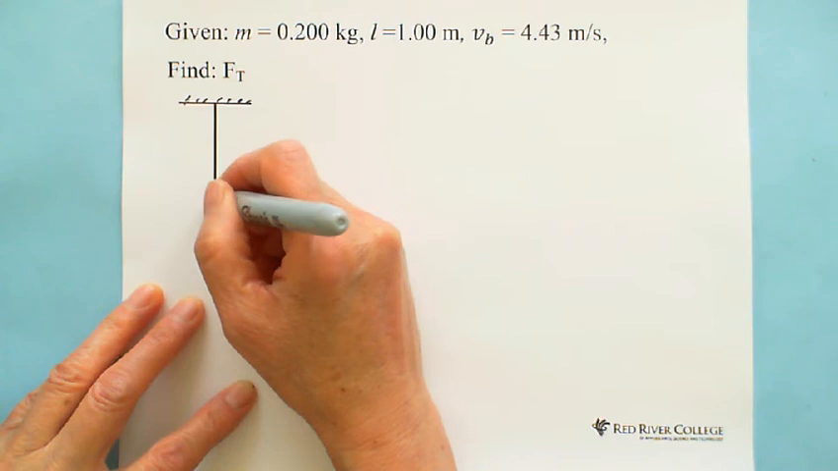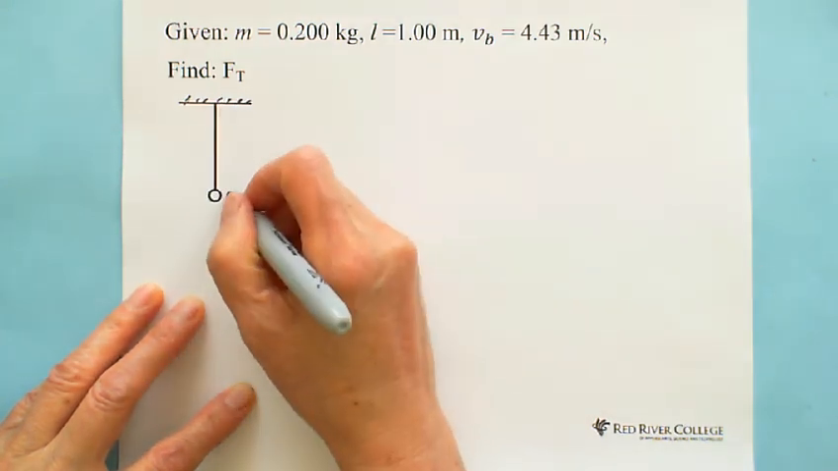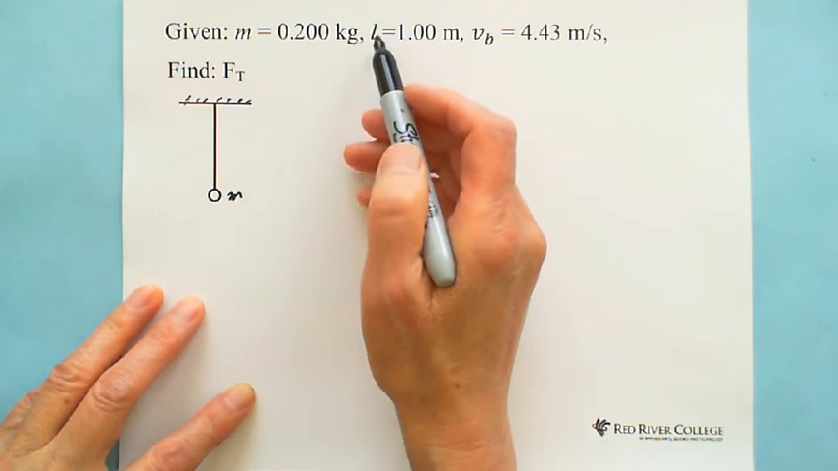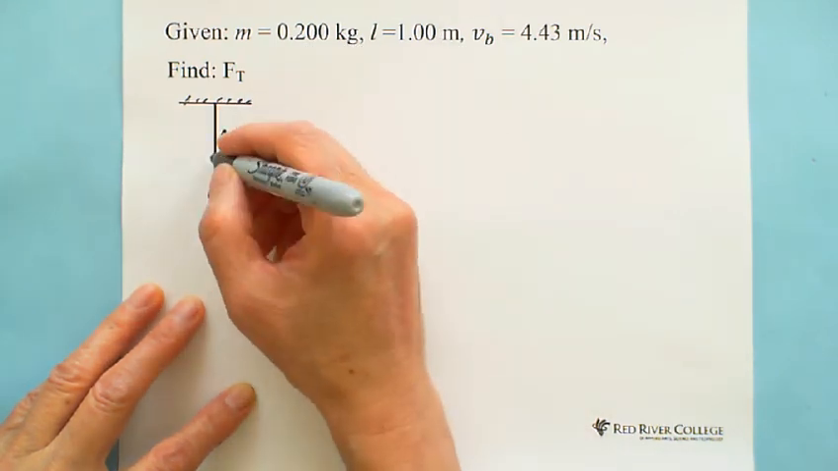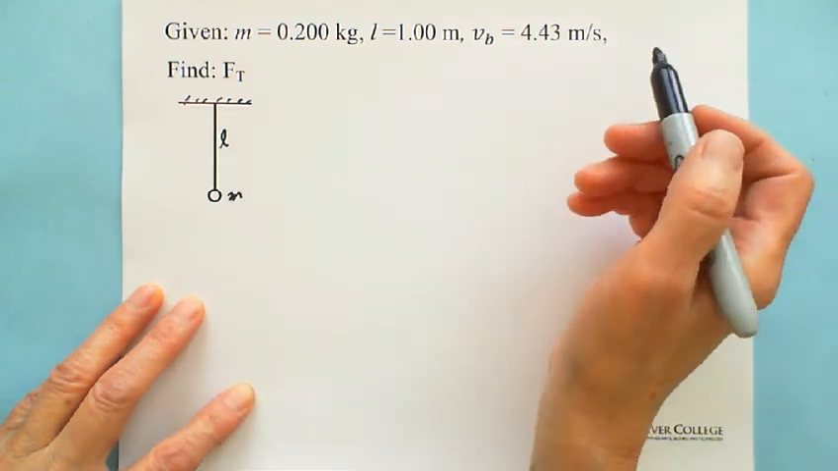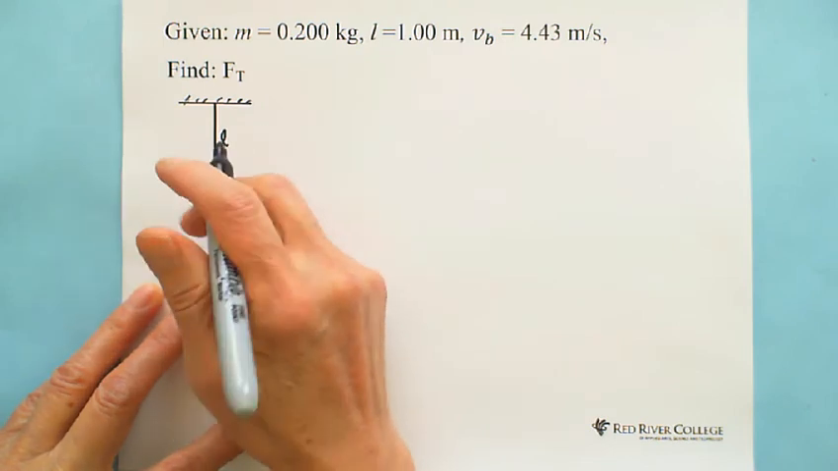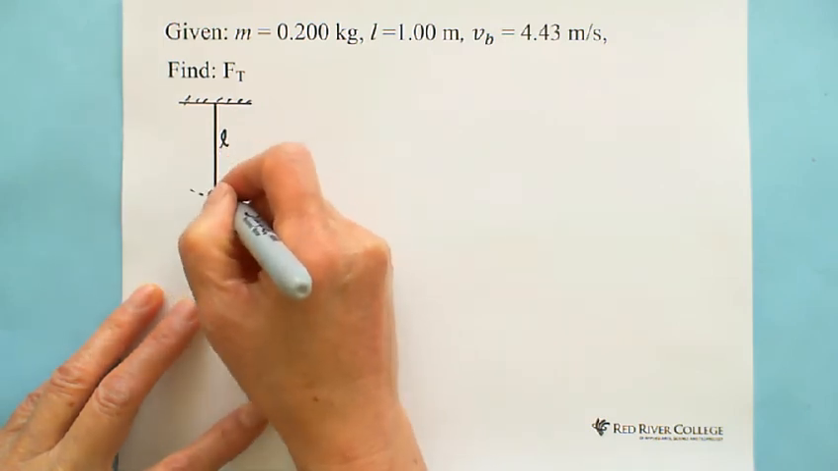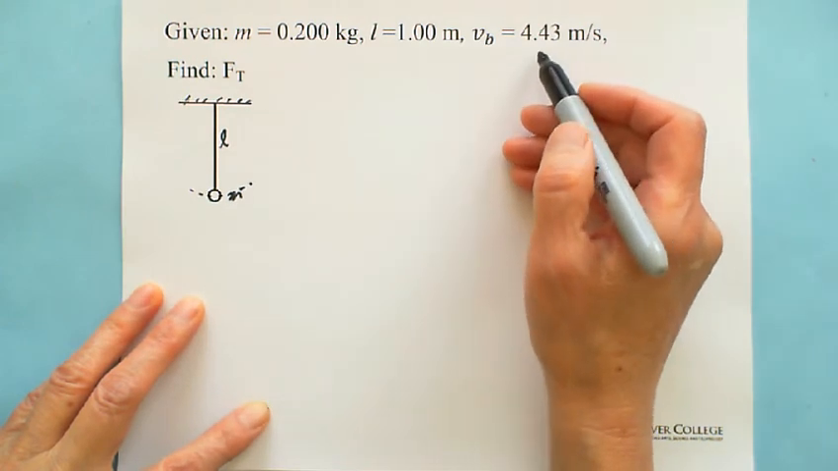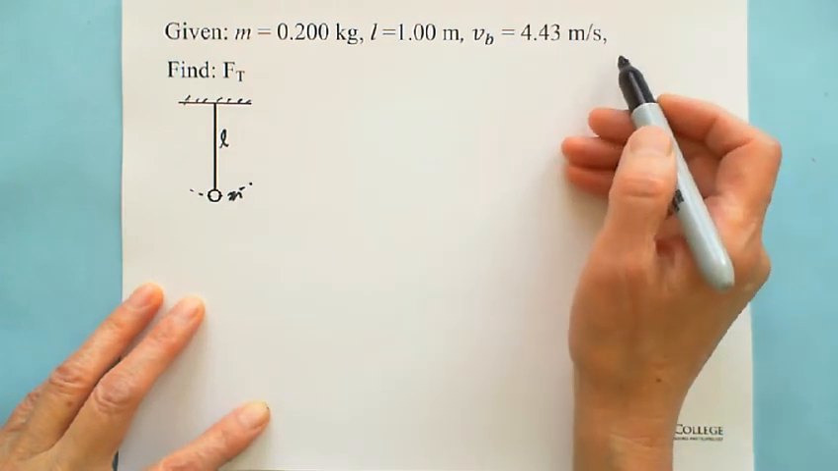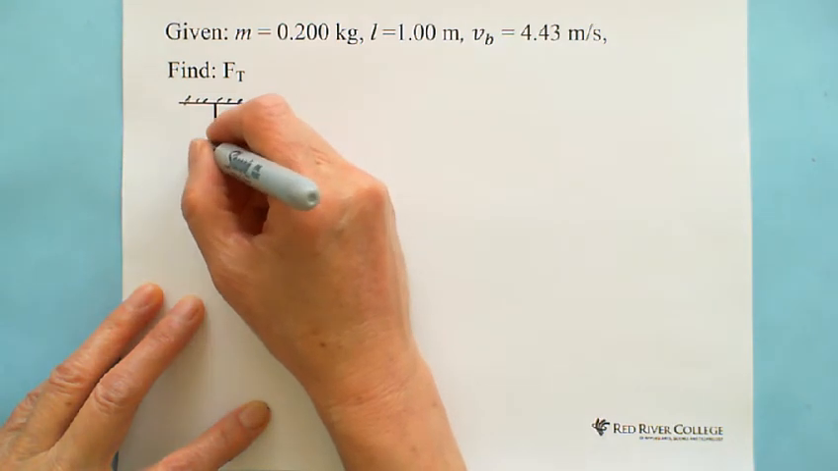A small ball is hanging with a string. The mass is 0.2 kilogram. The length of the string is 1 meter. At the bottom, VB means the velocity at the bottom when it swings back and forth, which is 4.43 meters per second. We are looking for the tension. This is the tension force.